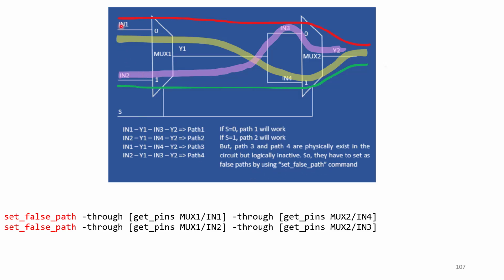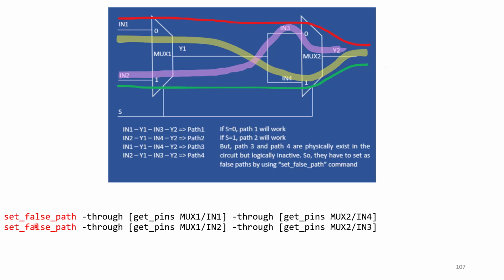So here, see this: input IN1 going through mux1 input 0, Y1, then mux2 input 4 and Y2. So this should be written as a false path. That's what I have mentioned here: input 1, Y1, input 4 and Y2. So this is one of the false paths. And this pink colored one: input 2, Y1, input 3, Y2. This is another false path.